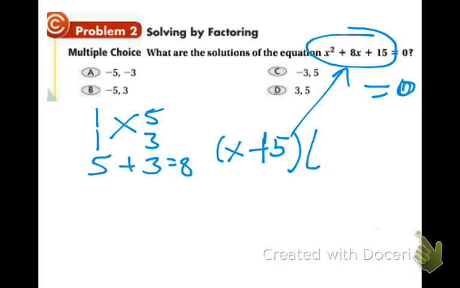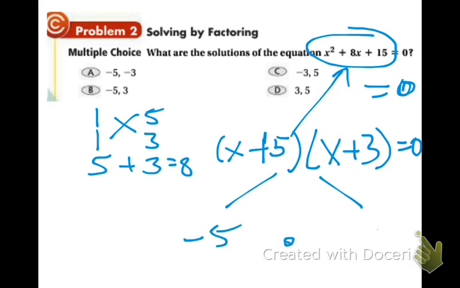Here we go, and then that's x plus 3. Now that's equal to 0. So it should look a lot like the problem that we did before. Okay? So you could split it, or technically x could be negative 5 or... oh, negative 3. Remember, you have to factor and then you set it equal to 0, which makes it a lot easier.